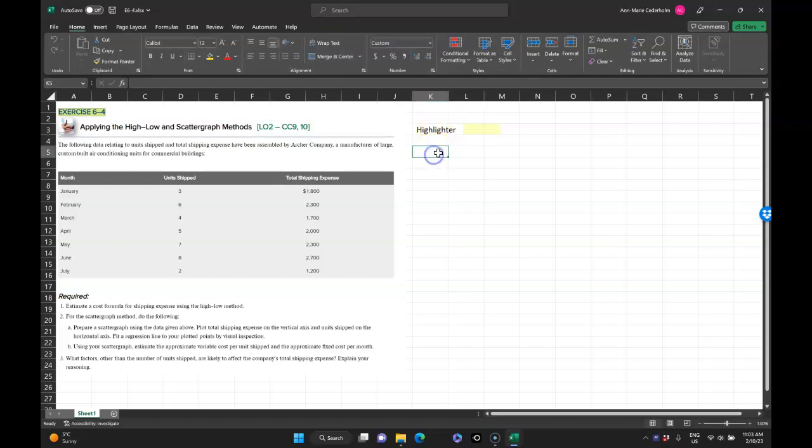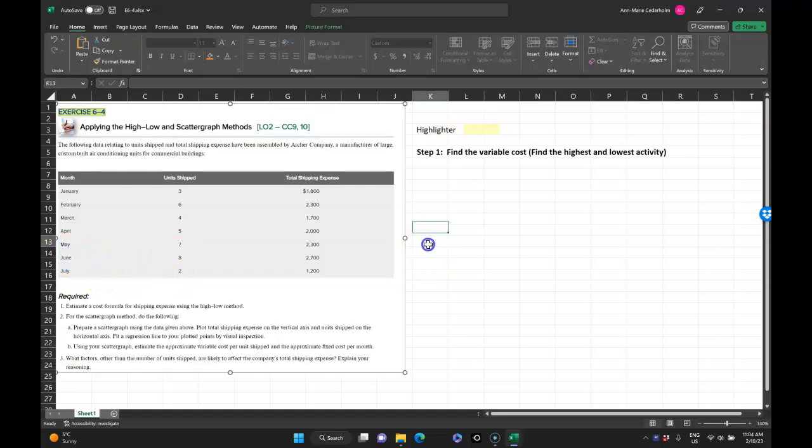So in order to do step 1, that is find the variable cost. And remember, we look at the highest and lowest activity level. So I'm just going to take my highlighter, and we're just looking at the units shipped. That's the activity. So let's see. In June, I have the highest activity because that's the highest. It's 8. And I'll just take whatever mixed cost goes along with it.